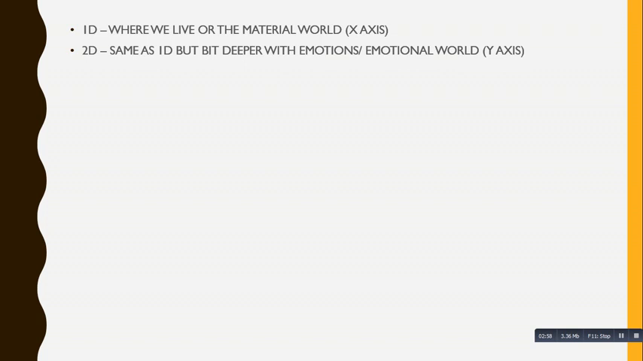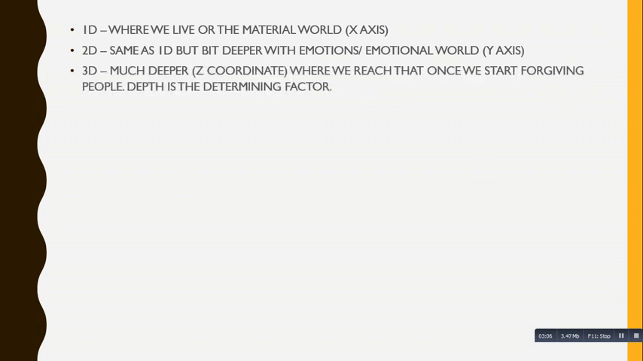Now, what is 3D? 3D is much deeper. According to scientific or mathematical formulas, it's the Z coordinate, which we reach once we start forgiving people. It's also called depth. It's length, breadth, and that depth, the third factor. Now, people are aware of 1D, 2D, and 3D. Starting from 4D, we get what are usually referred to as the higher dimensions. Now, what are these higher dimensions?